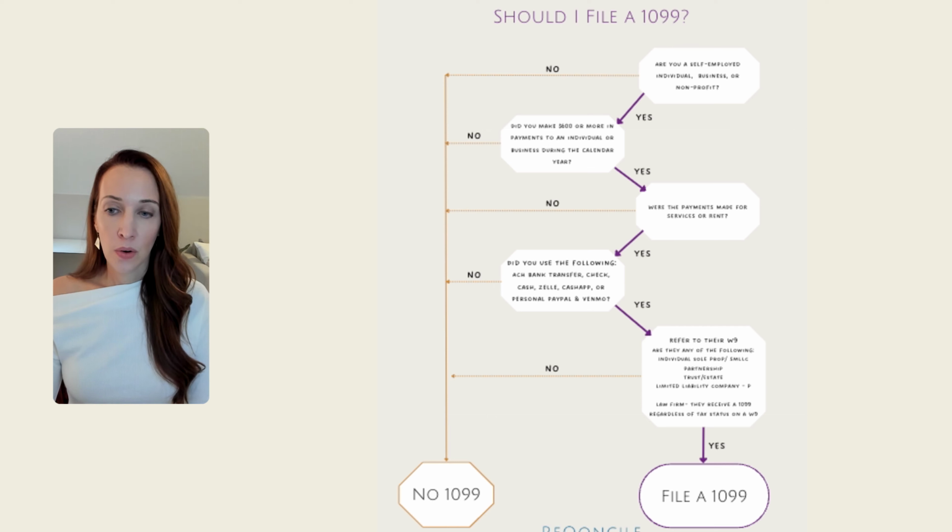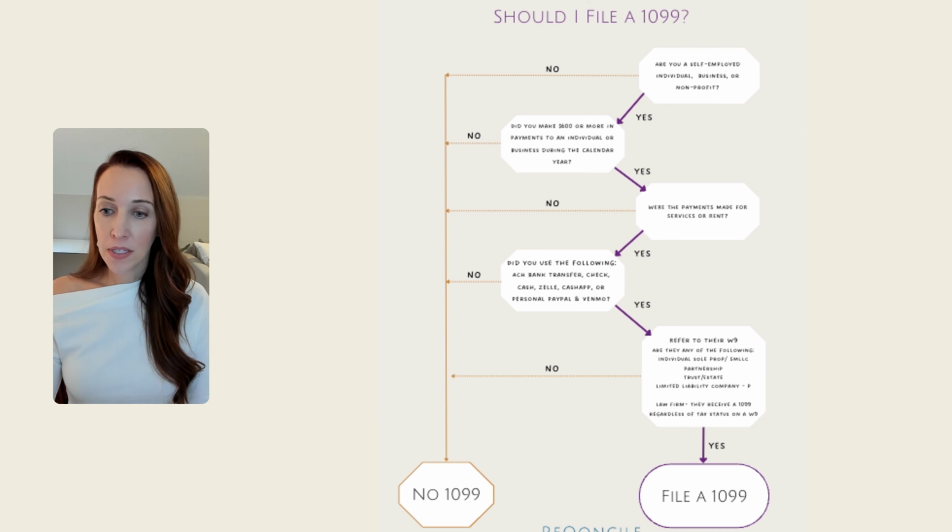The next question or the next box says to take a look at their W-9, which we're going to do in just a minute. And if they're any of the following, then they would need to receive a 1099. So an individual, sole proprietor, or single member LLC would receive a 1099. A partnership, trust, or estate, and a limited liability company electing to be taxed as a partnership. So that would also receive a 1099. The one thing to mention as well is that law firms always receive a 1099 regardless of whether or not they are incorporated.